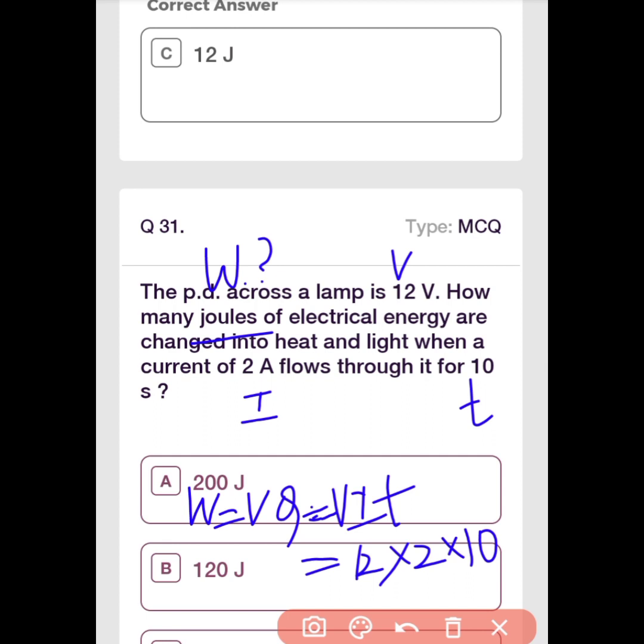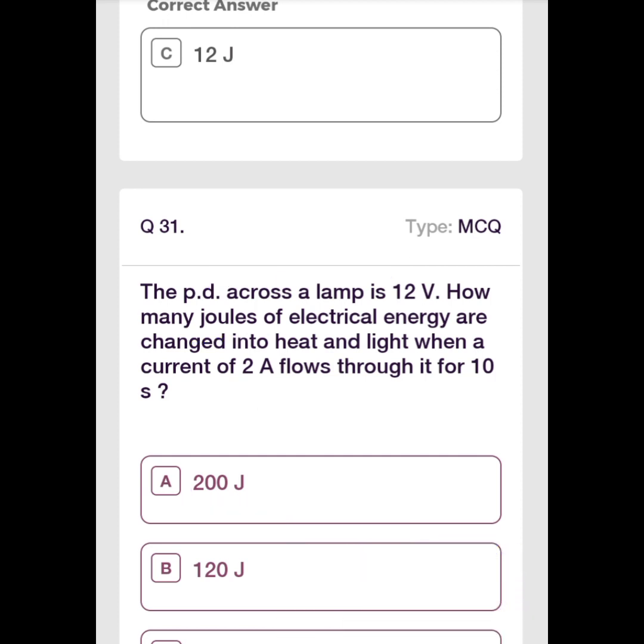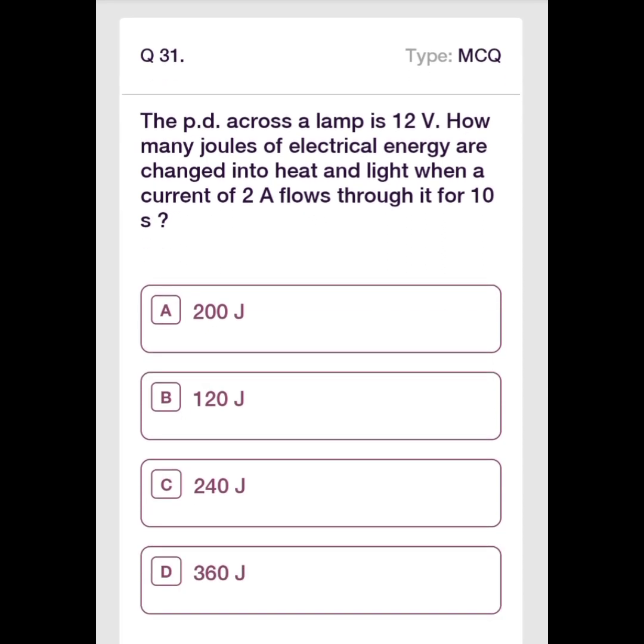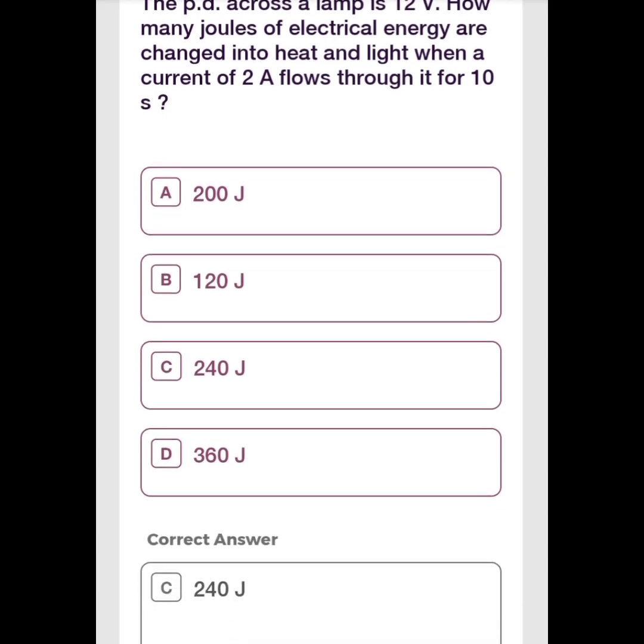So now it will be 240 joule. Let us see the various options. Option A 200 joule, option B 120 joule, option C 240 joule, and option D 360 joule. The correct answer is option C, 240 joule.